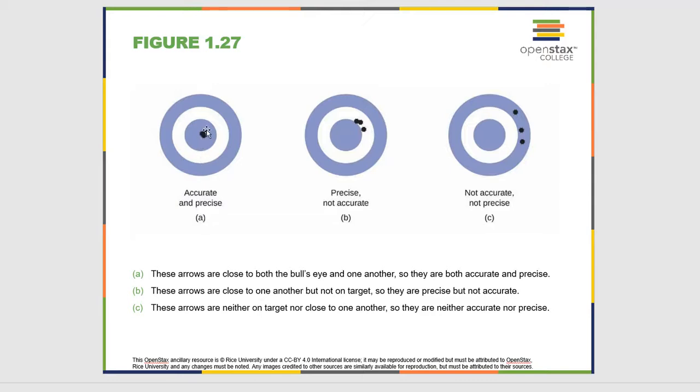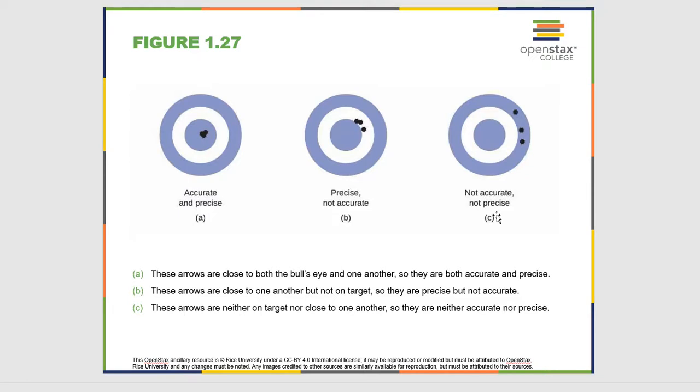It's precise because it's close to each other. If we look at these 3 examples, they're not near the middle, but they're near each other. So these values are precise because they're close to each other, they're reproducible, but they're not accurate because they're not near the middle. And in this last case, the values aren't really close to each other, and they're not close to the middle. These are not accurate and not precise.